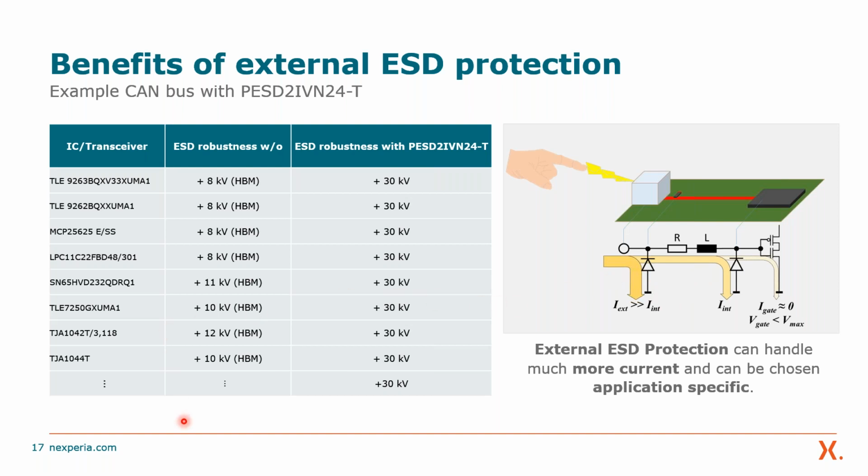On the table on the left hand side, you can see different ICs and transceivers for the very common CAN bus. In the middle column, you can see the ESD device level robustness of the ICs themselves. And what you can see is, if you add external ESD protection, in that case our IVN product, we extended the system level robustness to a level of 30 kV, which is really robust and gives us good protection behavior in order to secure the application.